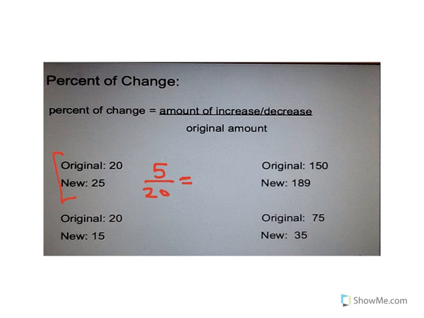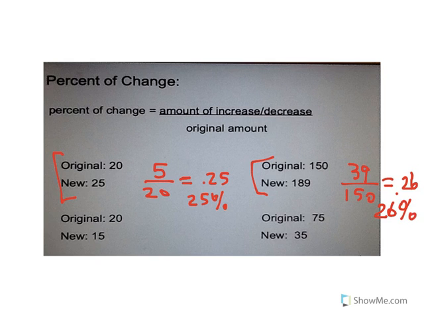So 5 divided by 20 is going to be 0.25, which is 25%. So it's a 25% increase. For this one here, same sort of idea, 150 to 189. The difference is 39. What's the original amount? 150. So when we figure it out, that's going to be equal to 0.26, which is 26%, a 26% increase.